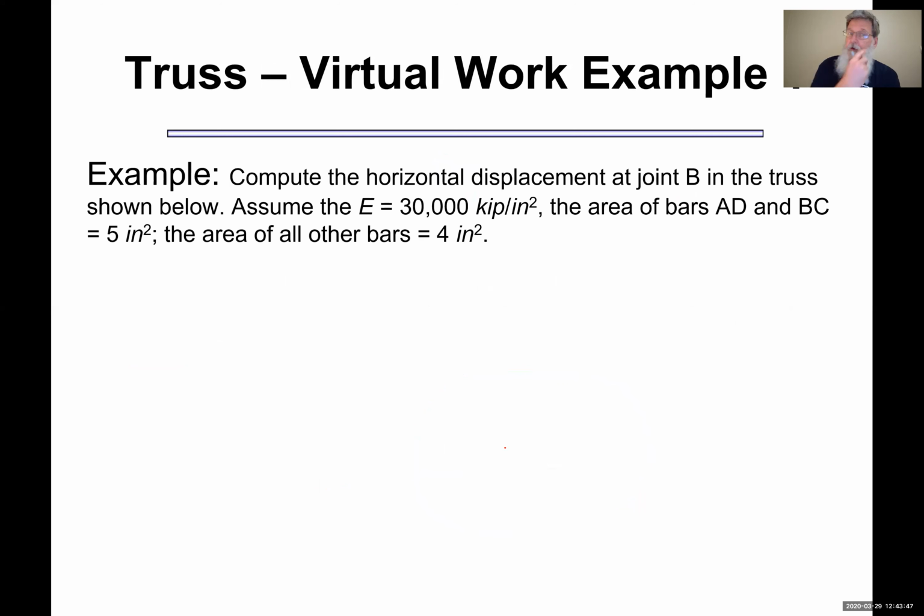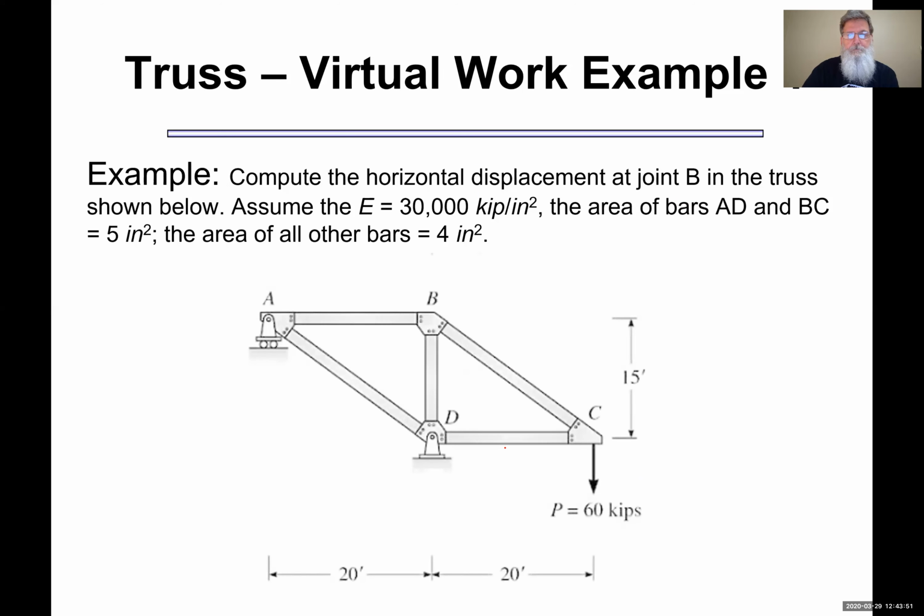Okay, so let's look at an example. I'm going to find the horizontal displacement at joint B of the following truss. You'll notice I have a value for E, and I also have values for the cross-sectional areas, and you should be able to get the length off of the diagram. So there's the only force in the system.